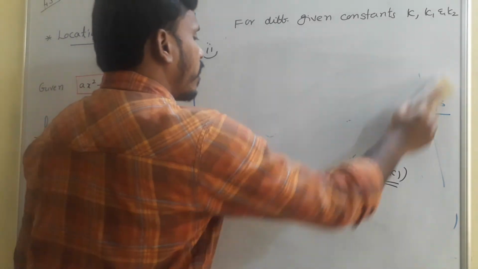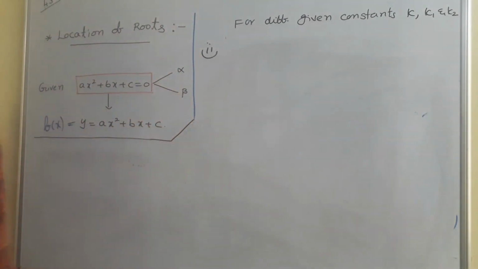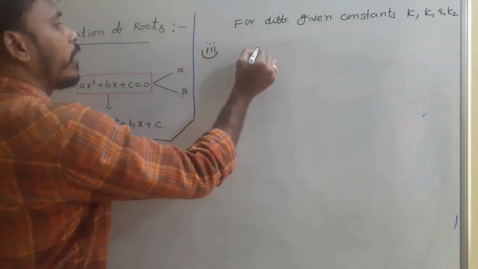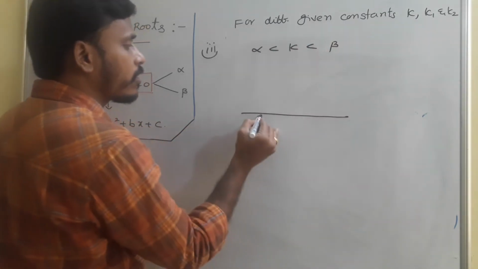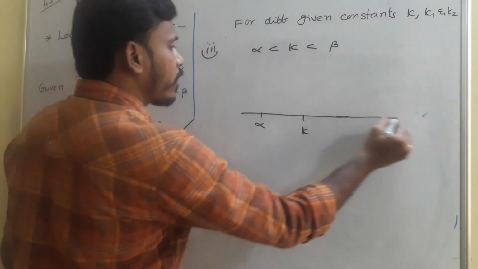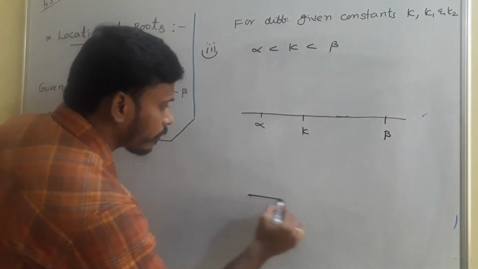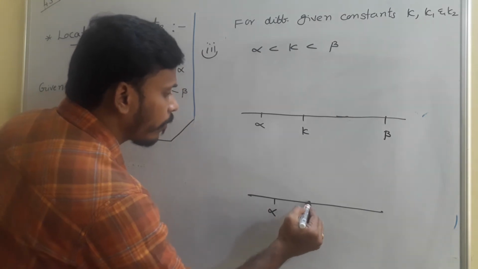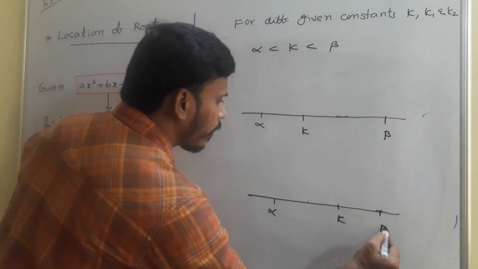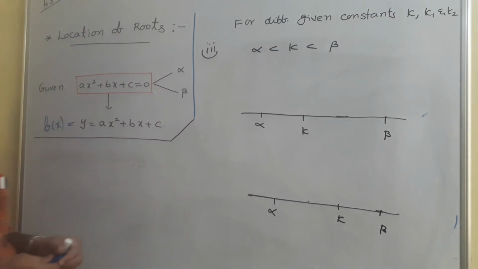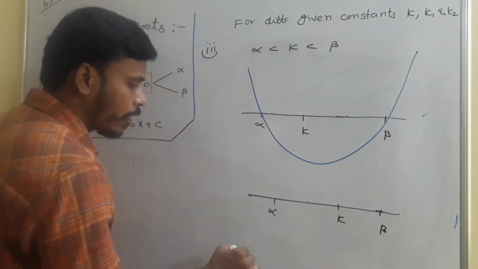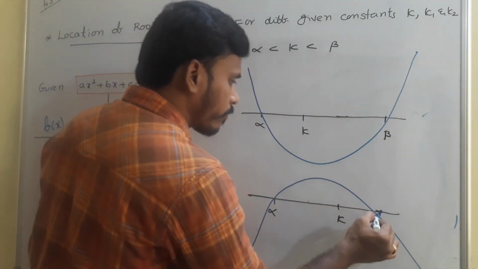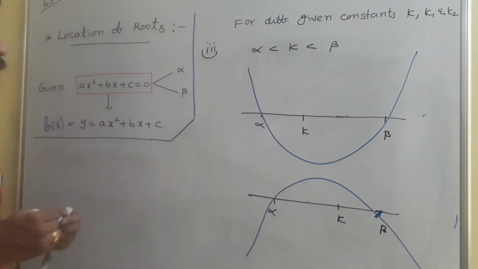Next, the first case is alpha, beta are less than k. Second case is alpha, beta are greater than k. Third case is alpha, beta are in between k, alpha less than k less than beta. So when you try to sketch the graph, here it is alpha, here it is beta, and k somewhere. Again in the same way, here it is alpha, somewhere here it is k and here it is beta. In one situation the graph is an upward parabola. In the other situation, the graph is a downward parabola. Upward parabola may be like this. Downward parabola may be like this. Okay.